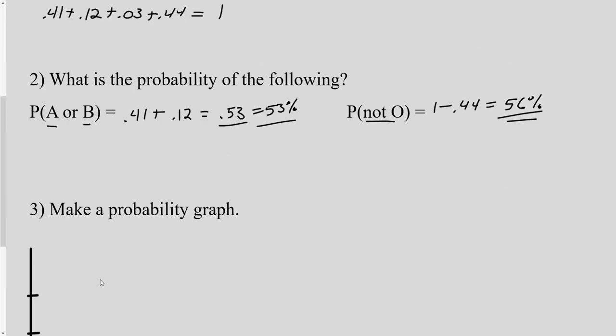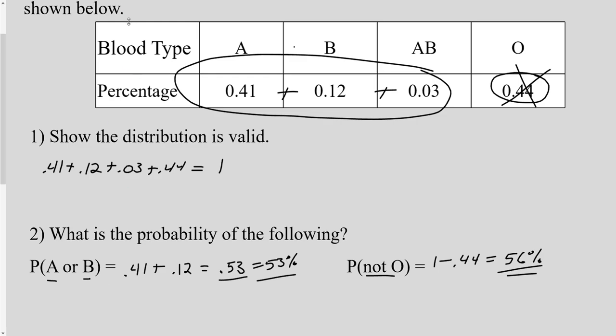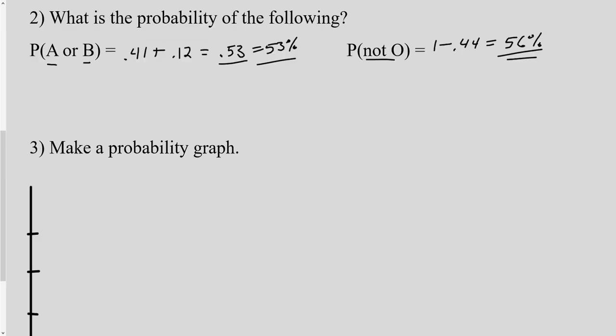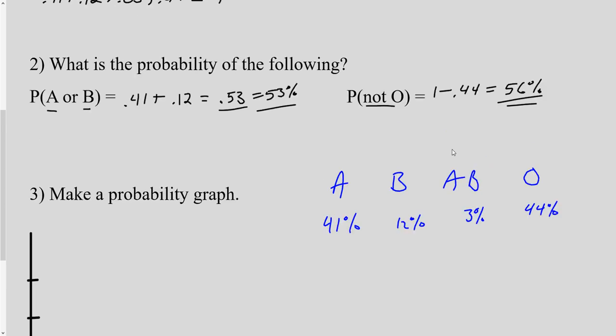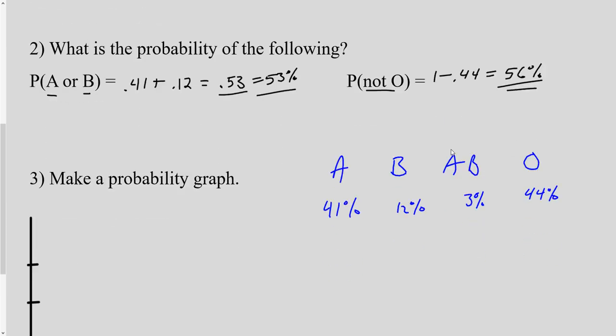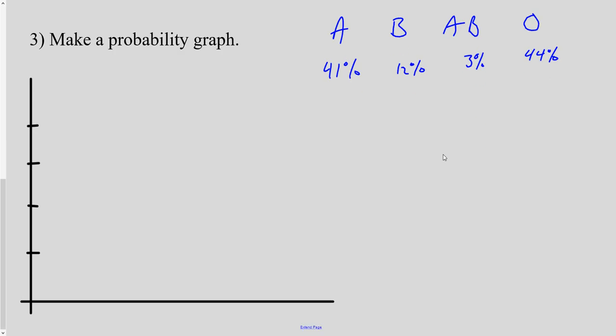Number 3, make the probability graph. So here's what I'm going to do to make this a little bit easier. I'm going to jot the table down over here so we can see a little bit better. So let me get my pen back out. So we've got type A, B, AB, and O. A was 41%, B was 12%, O was 44%, and AB I think was 3%. Let's make sure those are right. 41, 12, 3, and 44. Good.